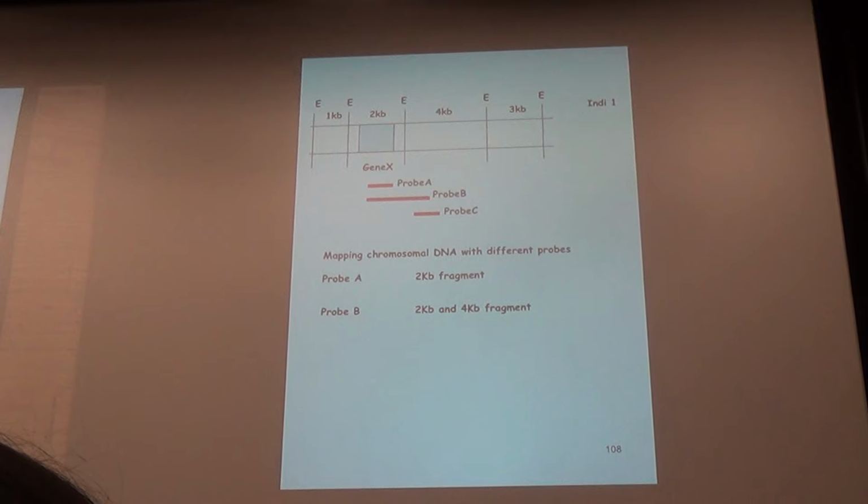You'll get only a 4 kb for probe C. So depending on where the probe is, depending on what the enzyme is, you get different size fragments. Now, this is great. This is for one individual.